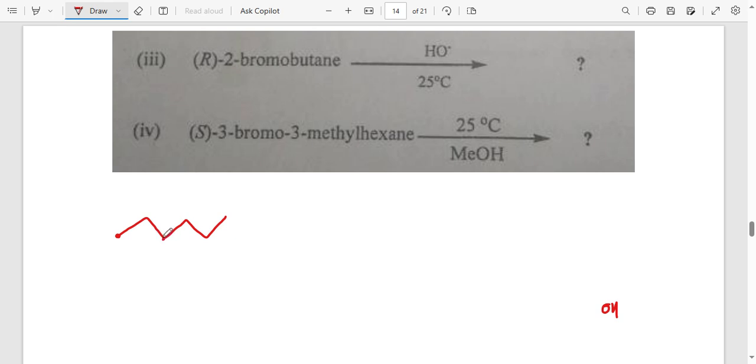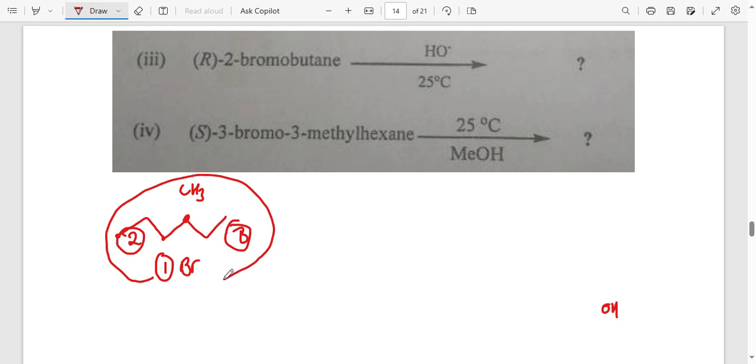Let me write it this side. Supposed to have a methyl. Let me say I put the methyl on top, CH3, and then I put a bromine. So definitely if I put it like this, then bromine will be number 1, this group this side will be number 2, and this one will be number 3. So look at this, we are moving from 1 to 2 to 3.